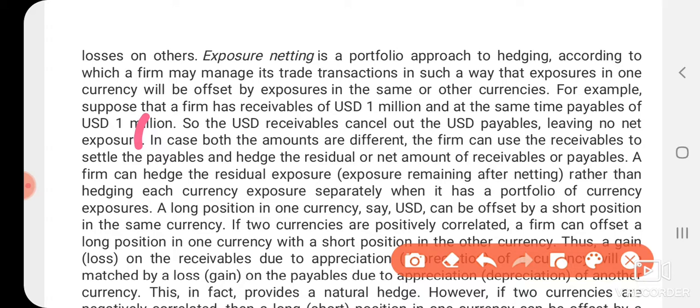Here residual means nothing but the estimated value. Now a firm can hedge the residual exposure. It means the exposure remaining after netting items. What is meant by residual exposure?